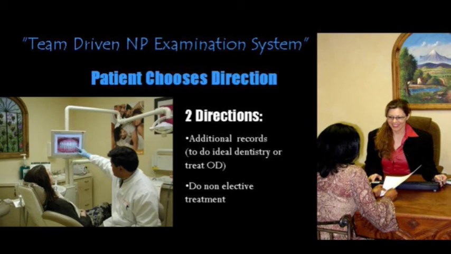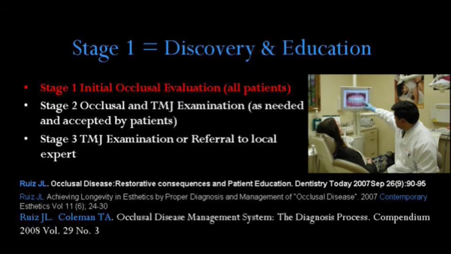And as we know, in order for us to treat occlusal disease, we would need to actually do a more comprehensive occlusal and TMJ examination, which is phase 2. So far, we have finished the stage 1 of the occlusal disease diagnosis system. Now we are able to assess that the patient has occlusal disease.